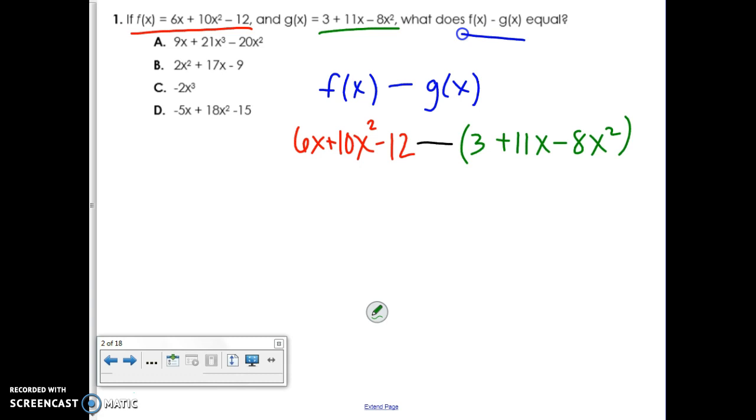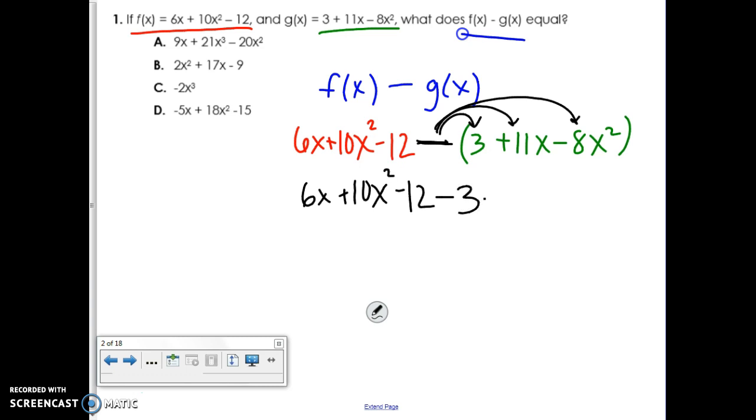Alright, there we go. So subtraction is a little bit trickier because we've got this big negative sign here that was taken into consideration. Because we are actually supposed to subtract everything that is in this parenthesis over here. So I can rewrite this. I'm not going to touch the first part. So we have 6x plus 10x squared minus 12. And then we're subtracting everything. So that's going to leave it minus 3 minus 11x. And then this negative and this negative is actually going to turn out to be a positive 8x squared.